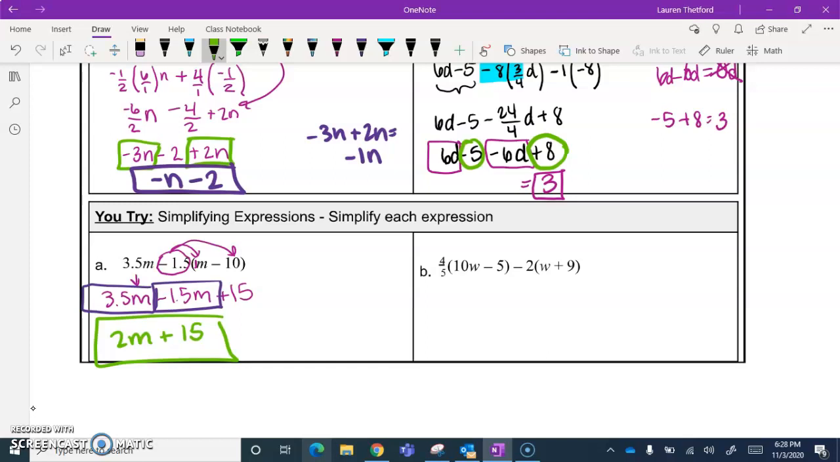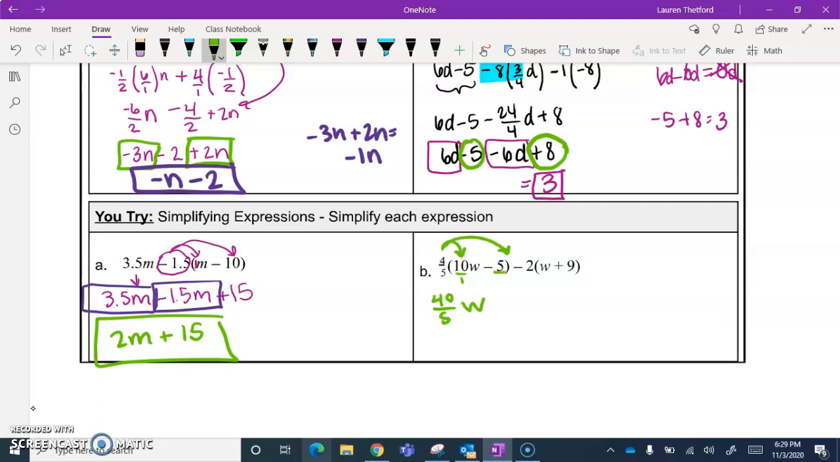The next example is a little bit more complex, and that's because we have to distribute twice. So we're going to multiply this 4/5 times 10w. And so all you're doing here is doing 4 times 10, which is 40. 5 times 1 is 5. We keep our w.